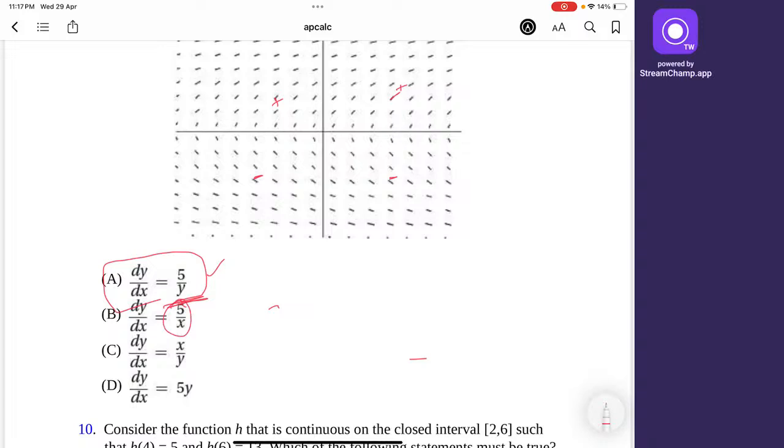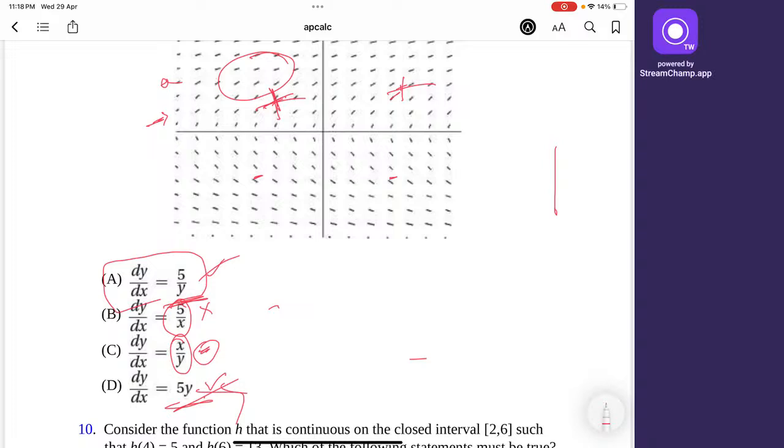Pi by x is wrong because here x is negative whereas our slope is positive. This is also wrong because in this quadrant x is negative and y is positive, so this will give you a negative slope in the second quadrant, but in the second quadrant I have a positive slope. Pi y could be an answer because it's positive in the top two quadrants and negative in the bottom two quadrants. So within these two we have to choose the right answer.